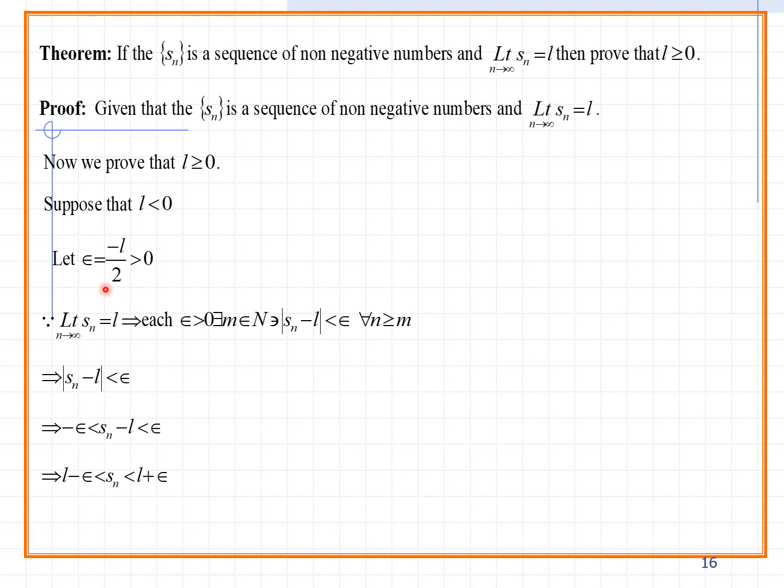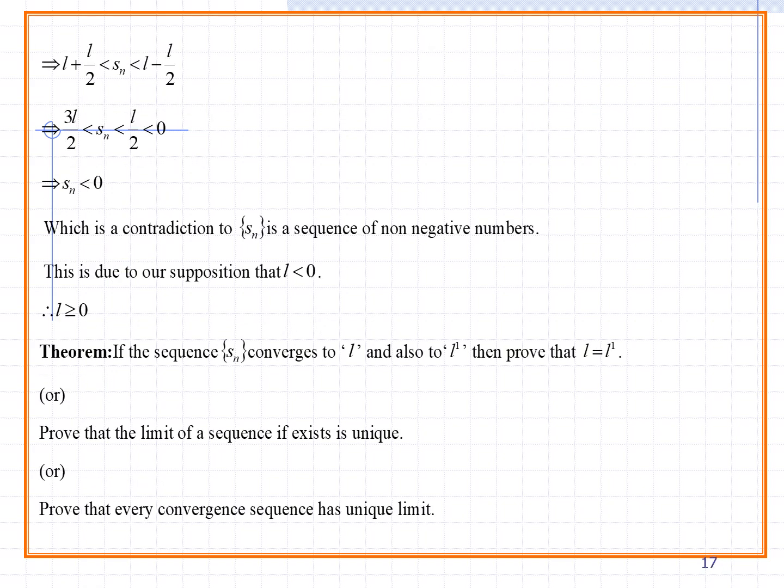Since we already know the definition of the limit of a sequence, limit n tends to infinity Sn equal to L: for each epsilon greater than 0, there exists m belonging to N such that modulus Sn minus L is less than epsilon for all n greater than or equal to m. So what is the condition of convergence? Modulus Sn minus L less than epsilon. Can I write this as minus epsilon less than Sn minus L less than epsilon. On both sides I add L, the negative L and positive L cancel, and you get L plus epsilon.